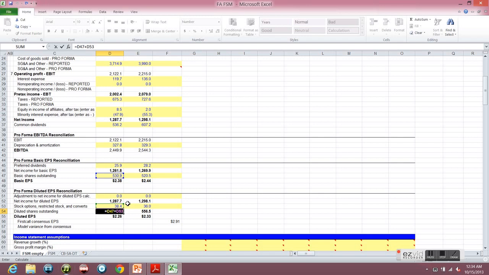And what we found was that we did have some convertible preference stock. We added it in here, and then we subtracted it. We added it to our basic EPS, our basic earnings per share. The outstanding shares. Sorry about that.